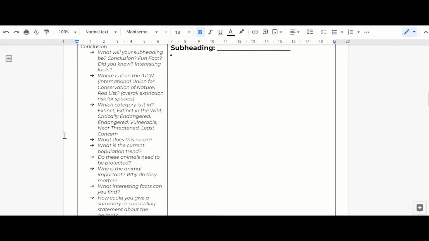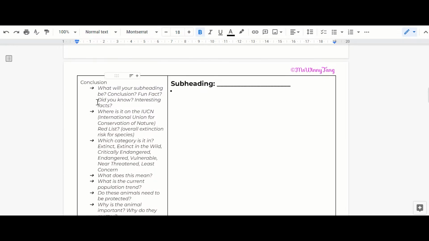So we'll have a look at the prompting questions on the left-hand side to support us in that. So the first one is, what will your subheading be? Your subheading doesn't have to be conclusion. It could be fun fact or did you know or interesting fact. I'm just going to wait until I've got all my key words and my facts in here, and then I'll make a decision on the subheading.